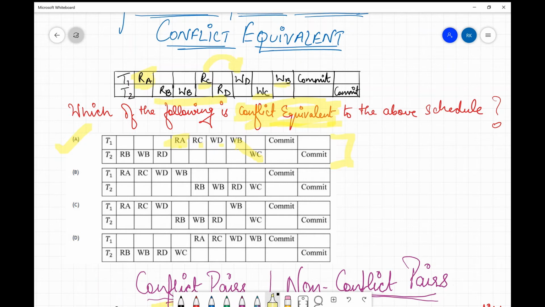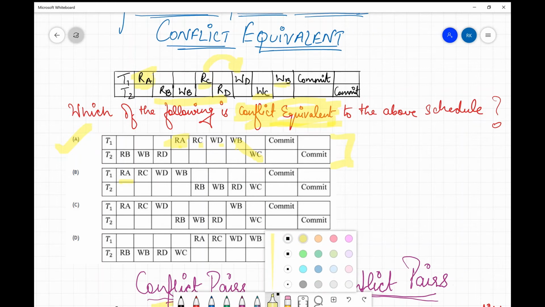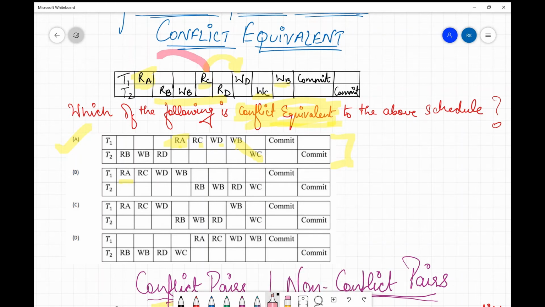So now we are done with this question, but let's check option B also. Let's check another option and see how it is not conflict equivalent to the original schedule. Okay, so now RA is in its original place. RC they have changed, that means they have now brought RC to the front, right?